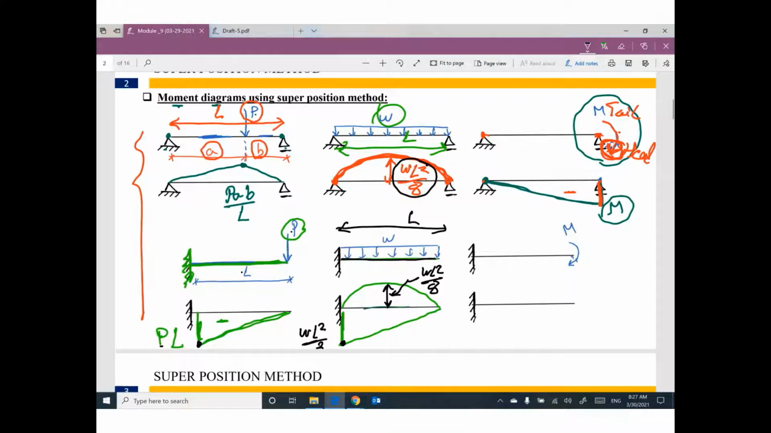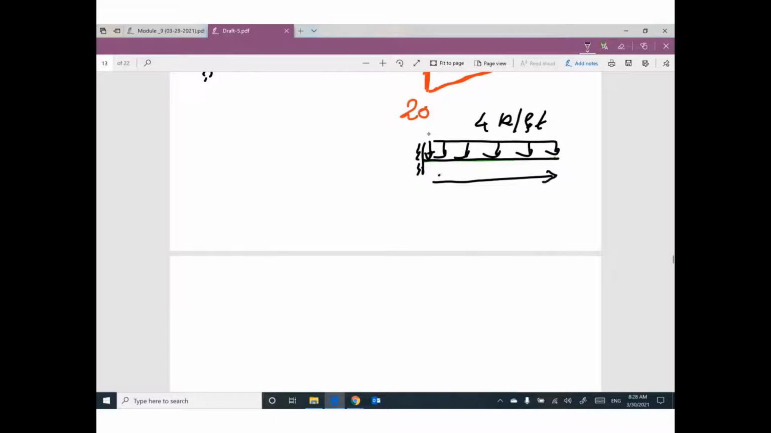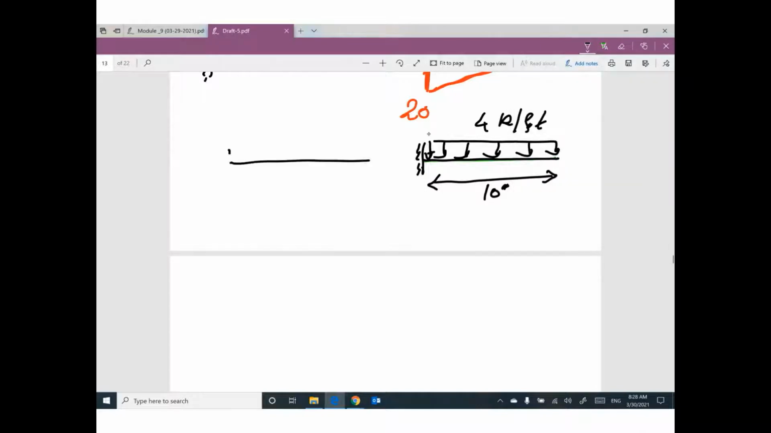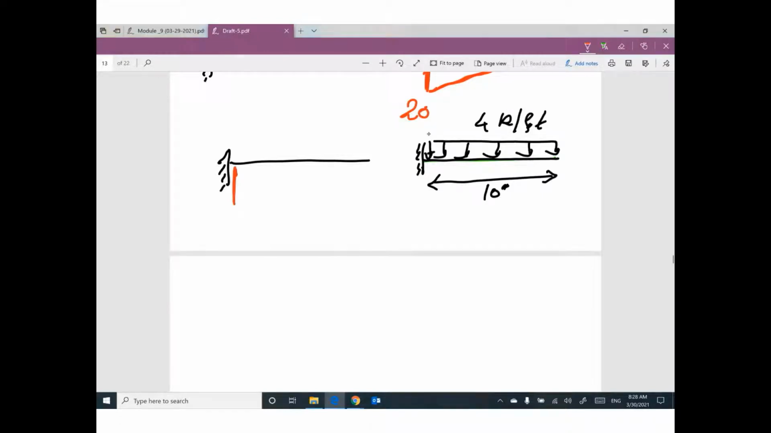For example, if you have a cantilever fixed from one side and you have a uniform distributed load equal to 4 kip per foot and this distance equals 10 feet. Do you know what is the shape of the moment? Yes, I know. Your moment will be a triangle. This triangle will be down, negative.